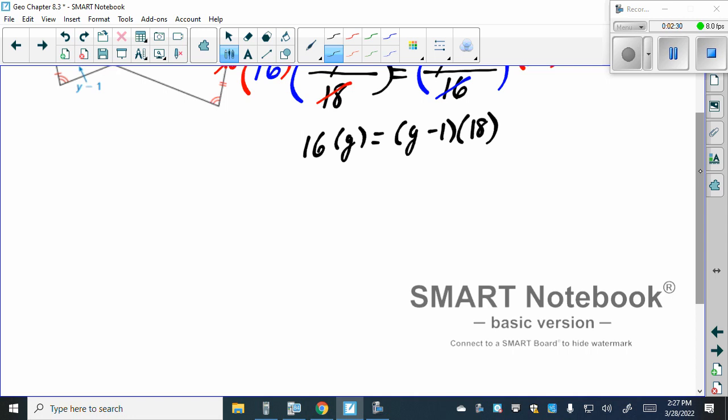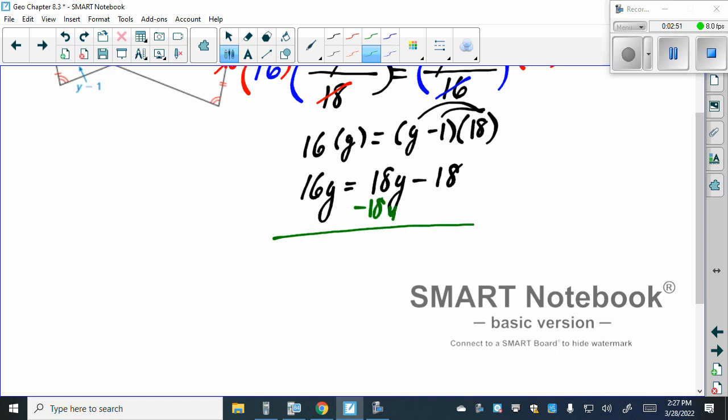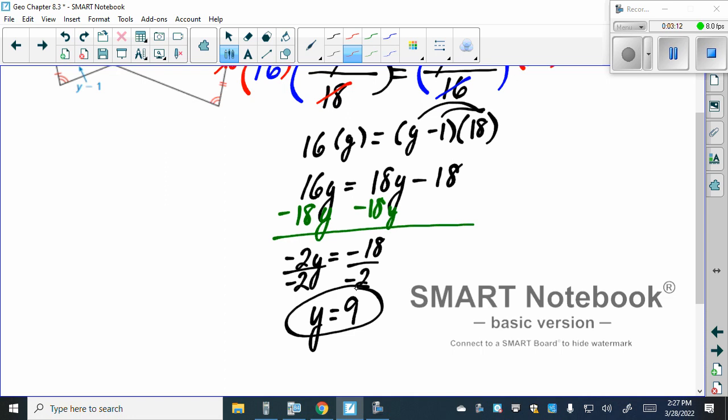And for the first part here, we can go on and distribute. 16 times y is 16y, which is equal to, when we multiply through with 18, 18 times y is 18y, and 18 times negative 1 is going to give us negative 18. Now at this point, we do need to get y by itself, so we would subtract 18y from both sides, which will tell us that negative 2y is equal to negative 18. And last but not least, we would divide both sides by negative 2, telling us y is 9.